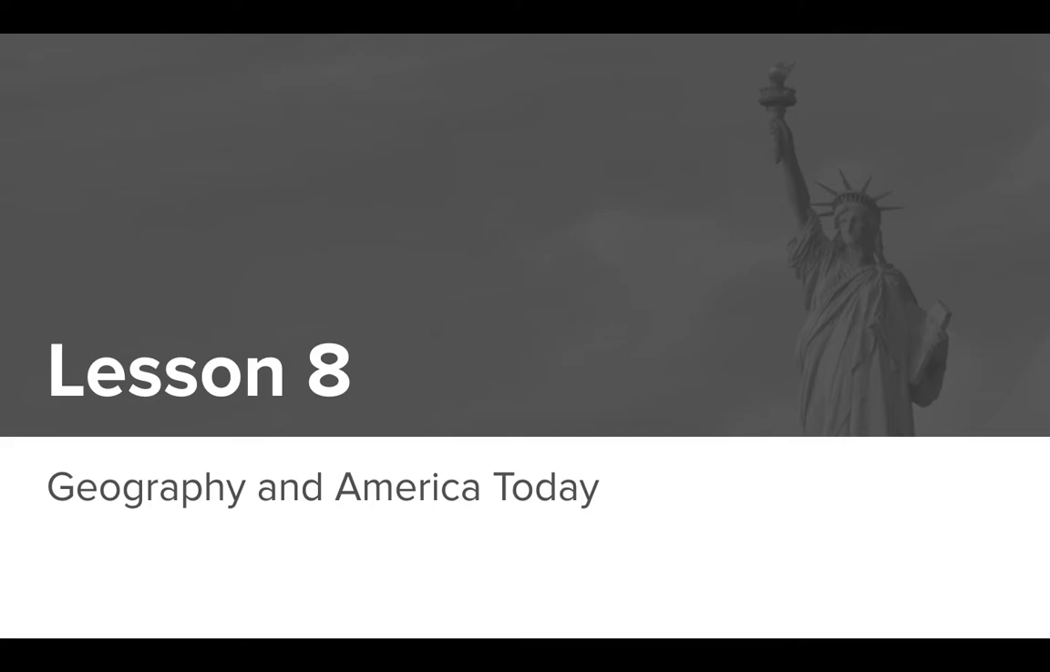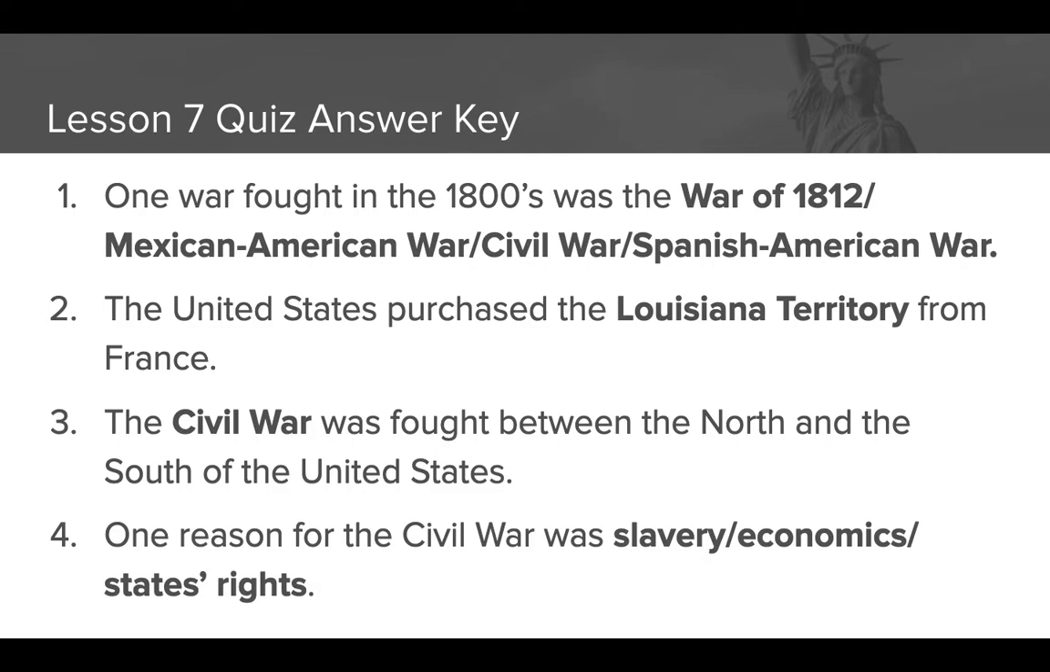Okay, so now that you've paused it, you've done your quiz, you've got all that sorted, I'm going to get into the answers. Lesson 7 was on American history, so we're just going to go over that information. For question number 1, one war fought in the 1800s was the War of 1812, the Mexican-American War, the Civil War, or the Spanish-American War. Any of those options works. Just need to remember one. You can do War of 1812 if you have trouble remembering which war goes in which century. You can't go wrong with that one. You've got the century in the name.